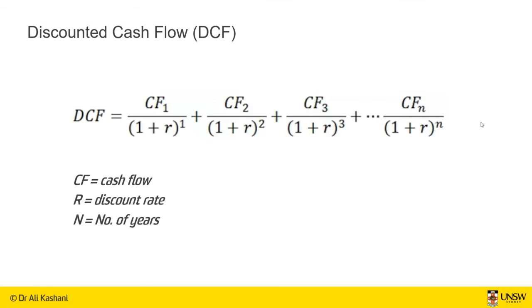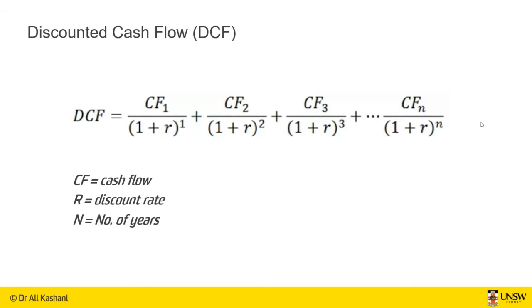So after paying your bills, etc., and paying your tax, this is the money that you're receiving. So this is going to be your free cash flow. Or if there's any capital expenditure, you also deduct that from that cash flow. So this is going to be your cash flow.